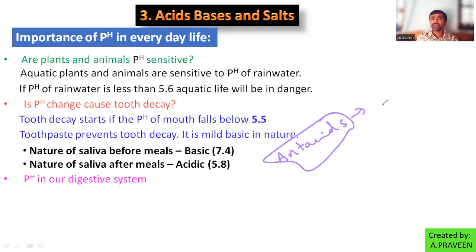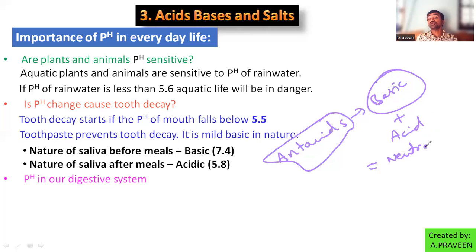Anti-acidic means basic substance, right? So when consuming these basic substances, what happens? They combine with the acid. What is an acid-base reaction? It gives neutral. So it neutralizes, right? So a neutralization reaction is taking place.